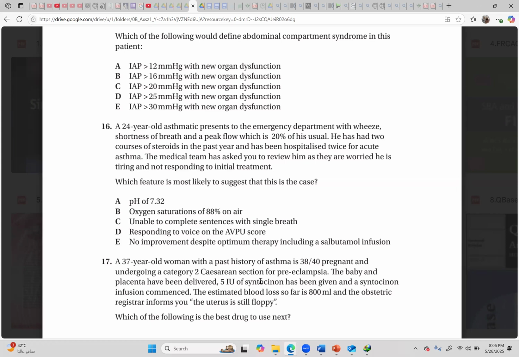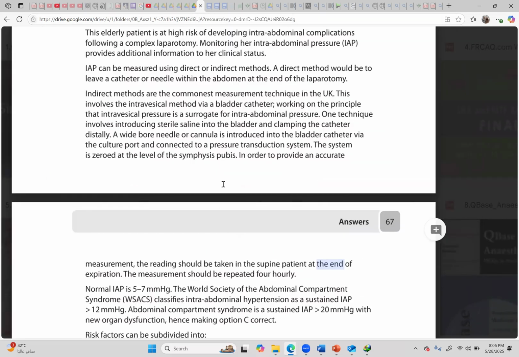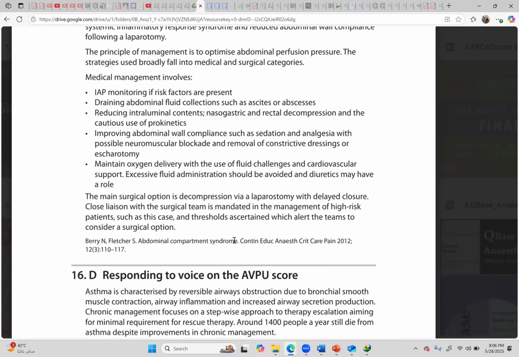Sorry, I'm trying to teach the topic as well. Another thing which is now being used is magnesium. Magnesium therapy is also used, and if nothing is working, the last thing will be ECMO. So let's see what the answer is in the key for this.